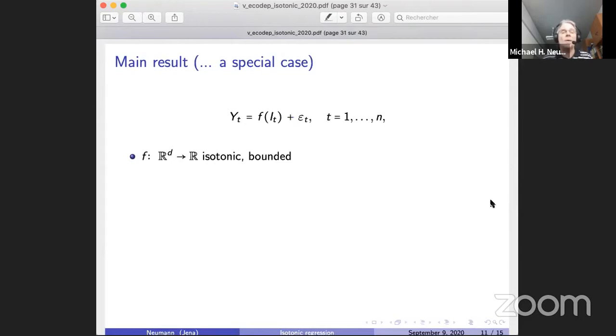As before, we assume that we have such a non-parametric time series regression model. Dimension is d. The function f to be estimated is assumed to be isotonic and bounded. Next part.